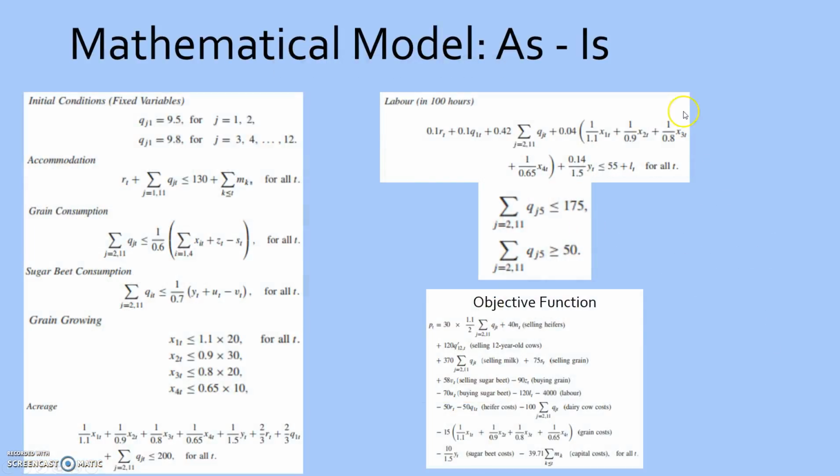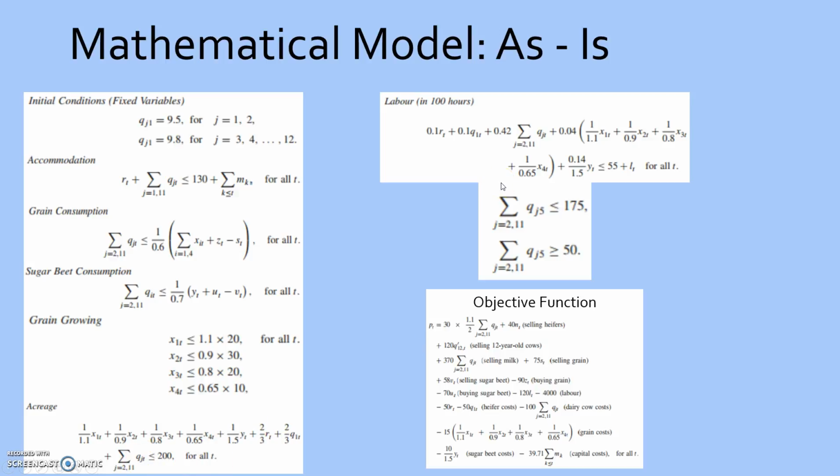And here's the mathematical model, the as-is. At first glance, it seems really complicated, but once you get down into it, it really wasn't that bad. As you can see, you have the major constraints, and you have your accommodations for all the cows, your grain consumption, your sugar beet consumption, and then you have your grain growing. So X1, X2, X3, and X4 are all different plots of land that can hold different amounts of grain. So you have those constraints, and then you have your acreage for your overall cows in general.